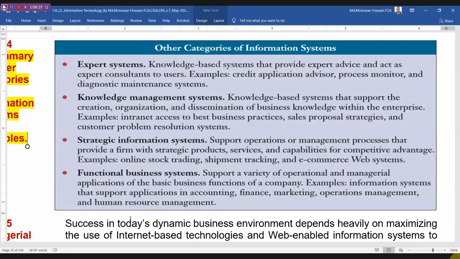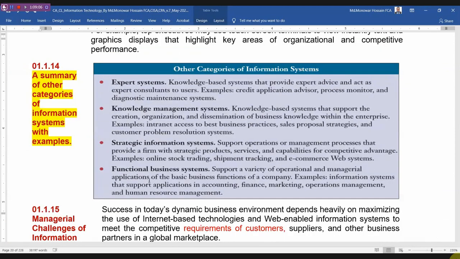And functional business systems support a variety of operational and managerial applications of the basic business functions of a company. For example, information systems that support the supply chain, etc., all within the electronic business system within a platform. So it is the other category of information system.